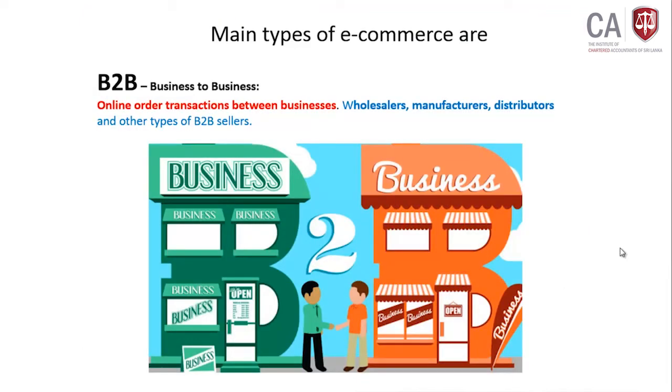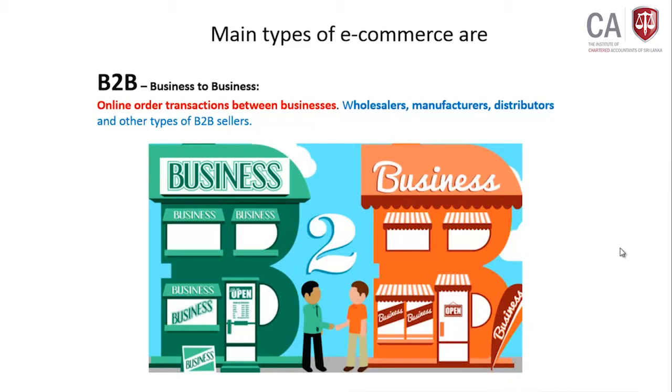So, let us talk about the main types of e-commerce. Business to business: online order transactions between businesses. You have a business, it means you have one company, and there is another company. You are going to sell one product to another company, and that company will sell to the consumer. There can be wholesalers, manufacturers, distributors and other types of B2B sellers.